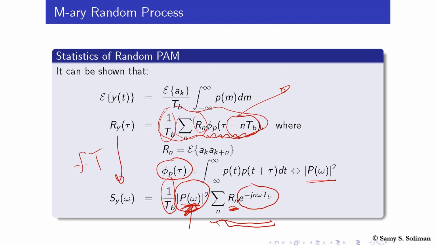So this result is very powerful, in that it can split the problem of calculating the autocorrelation function and the power spectral density of any M-ary random process into two parts. One part is dependent only on the amplitudes, and this is a discrete random variable which can be easily calculated, and the second part is dependent on the pulse shape p of t, which is a deterministic function, and we can easily find its time and frequency representations using the Fourier transform analysis.